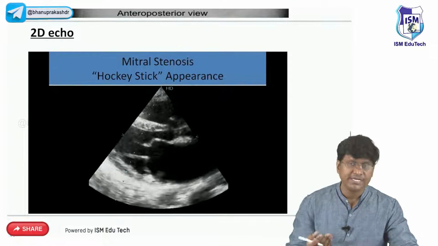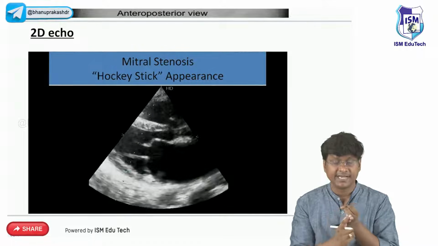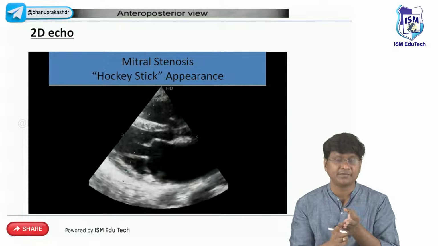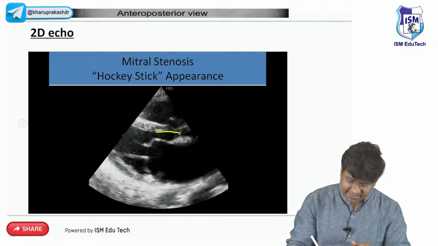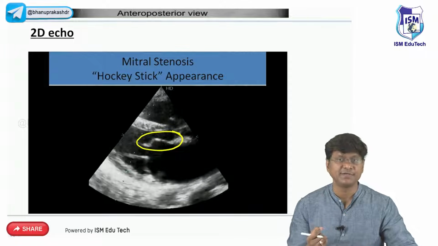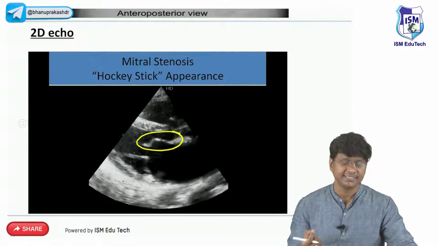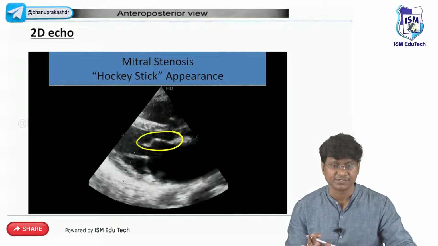Then 2D echo. In 2D echo, just now we have said valve area will be reduced. Then gradient across left atrium and left ventricle will be increased. Then the pressure half time will be increased. And you have this classical hockey stick appearance in the 2D echo. Why is that? That is because of the restricted motility of the anterior mitral leaflet. That will give you the hockey stick appearance.